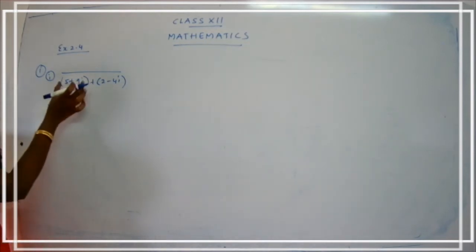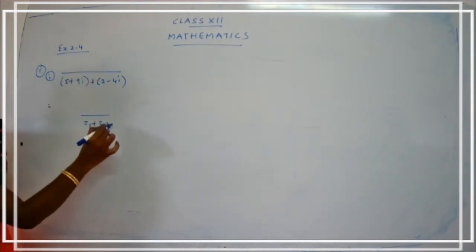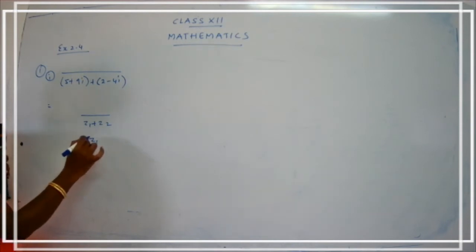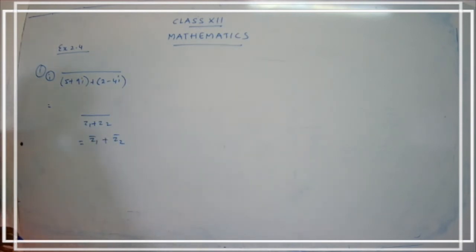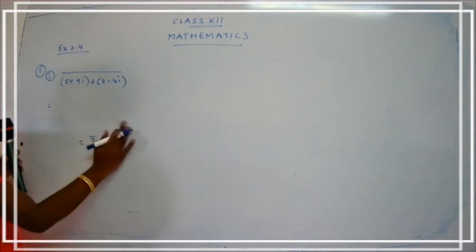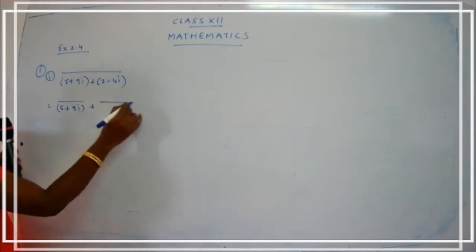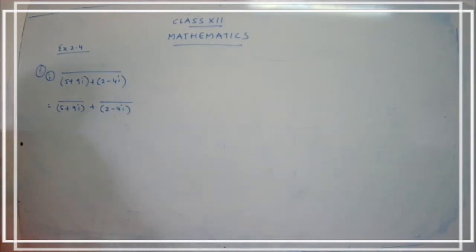So this is equal to, we have seen in the property, if you have conjugate of z1 plus z2, this can be written as conjugate of z1 plus conjugate of z2. I hope you are clear with the first property, yes, children? So we are going to use the first property over here. So this is equal to conjugate of 5 plus 9i plus conjugate of 2 minus 4i. So we have used the first property: conjugate of z1 plus z2 is equal to conjugate of z1 plus conjugate of z2.